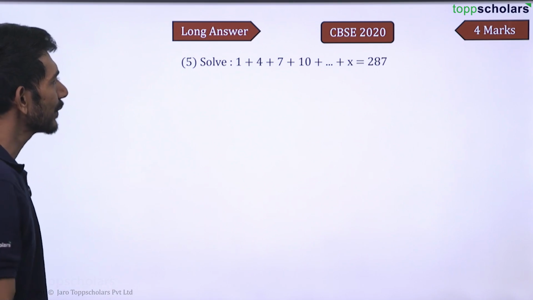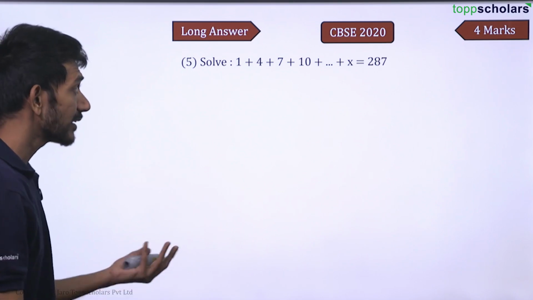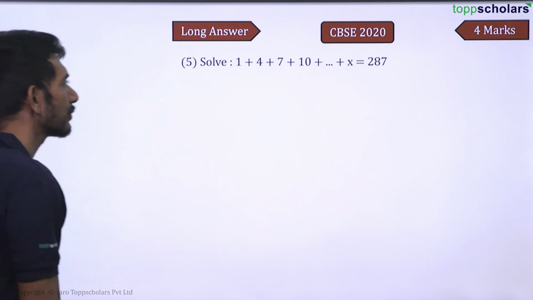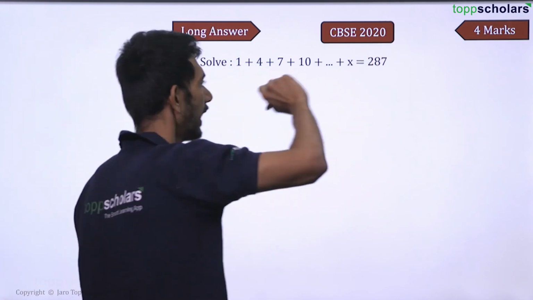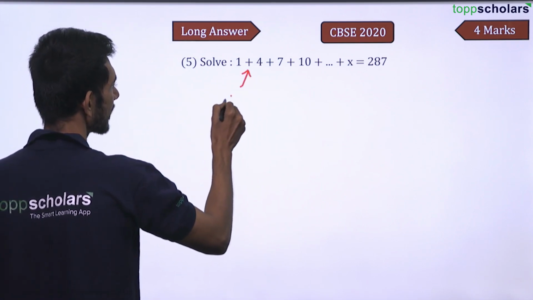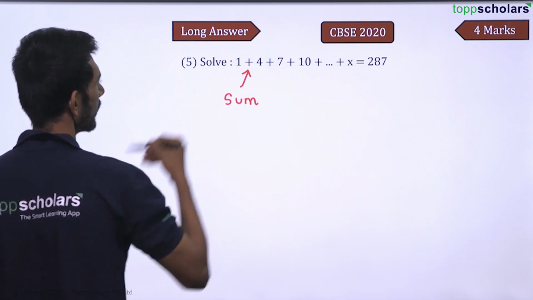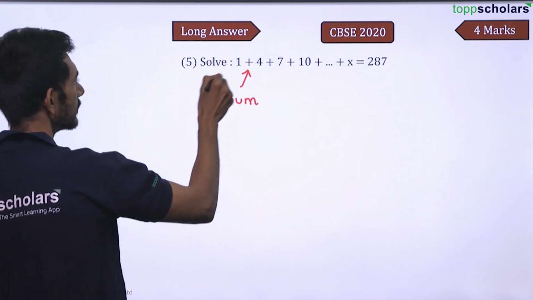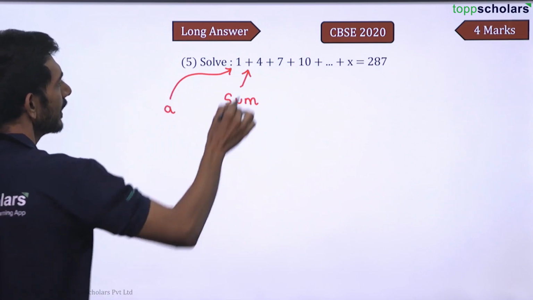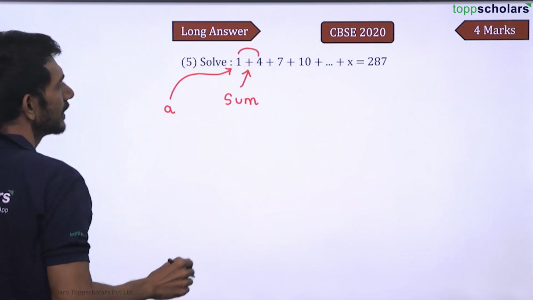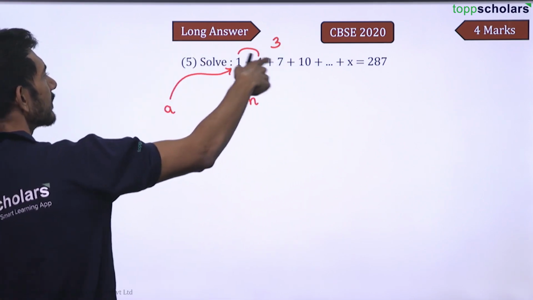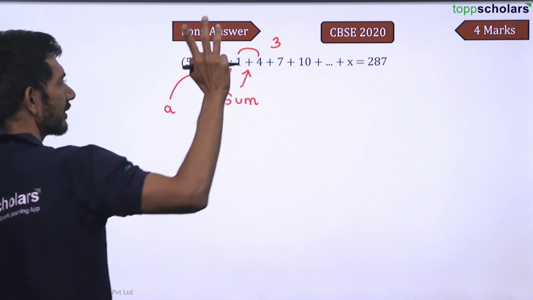Okay, let's have a look at a new question now. It was again asked in CBSE 2020 for 4 marks. So it says solve 1 plus 4 plus 7 plus 10 plus up to x, and the sum is given. See, there is addition, right? So can I say this addition is nothing but sum? The first term over here, can I say the first term a is 1? If I take the common difference, can I say the common difference is 3? Because 4 minus 1 is 3, 7 minus 4 is 3, 10 minus 7 is 3.